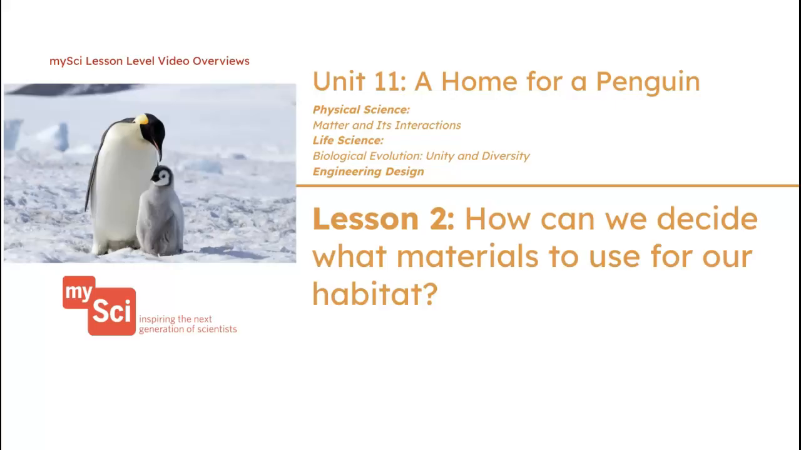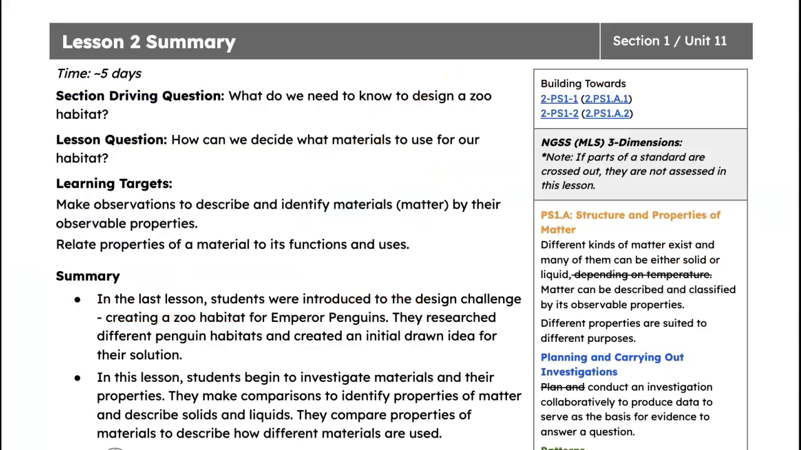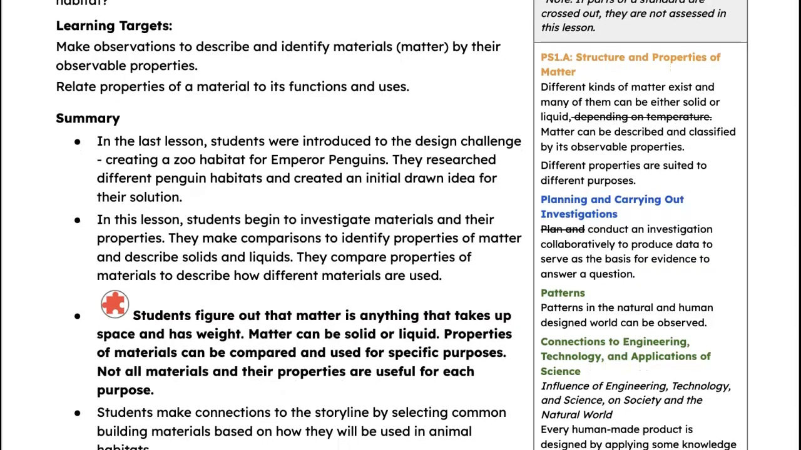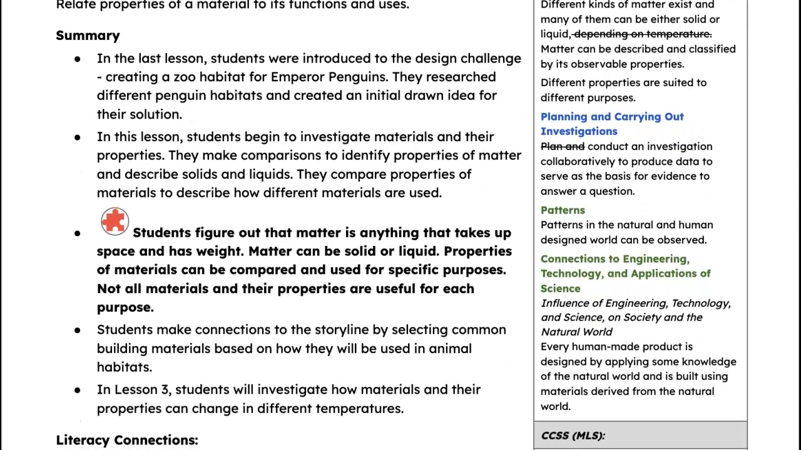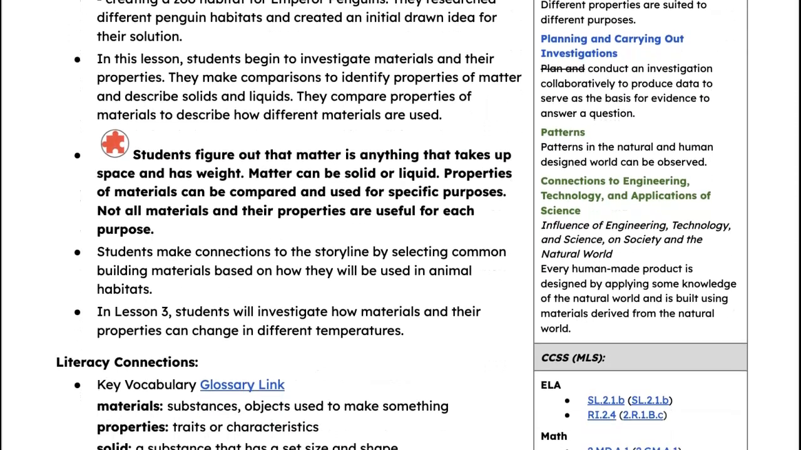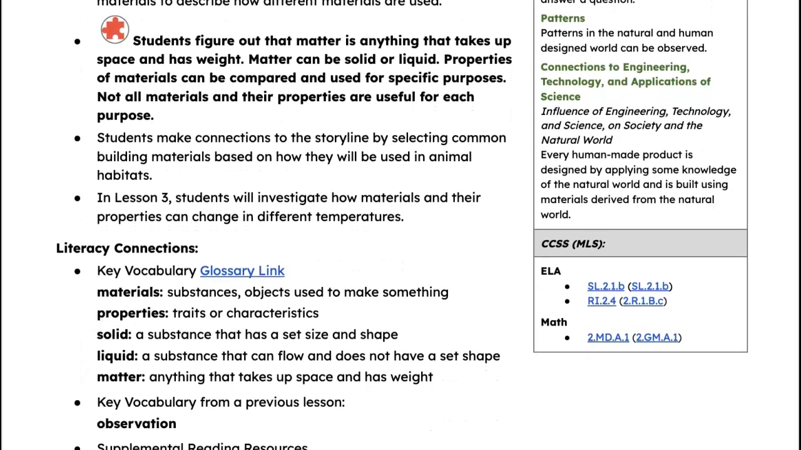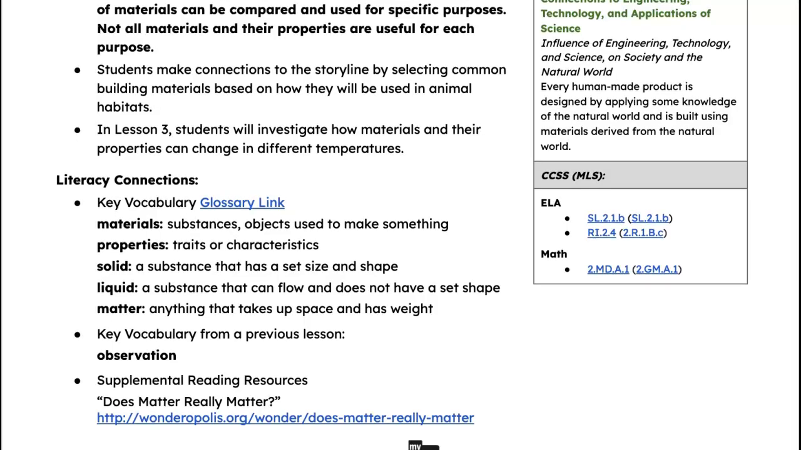Students make connections to the storyline by selecting common building materials based on how they will be used in animal habitats. There are several opportunities for ELA and math cross-curricular connections throughout the lesson. You can look for specific standard connections in the Unit 11 Teacher Guide. This lesson will take approximately 5 days to complete.